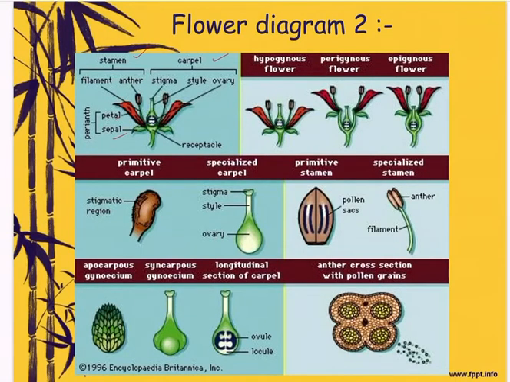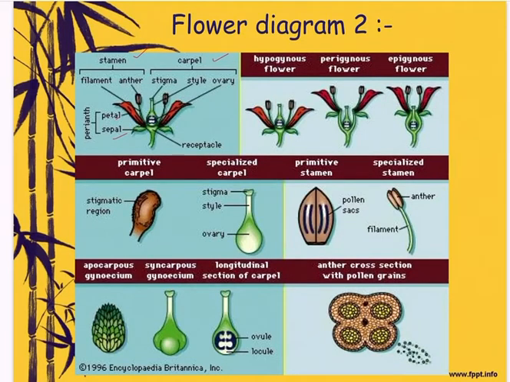Based on the position of the ovary, we have varieties of flowers. Already you are familiar with this in class 11th. Hypogynous flower, perigynous flower. Epi means upon, the ovary is inferior, epigynous flower, superior ovary flower, inferior ovary flower, and when the ovary is at par with the thalamus, then we say perigynous.